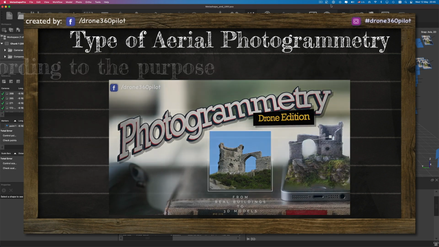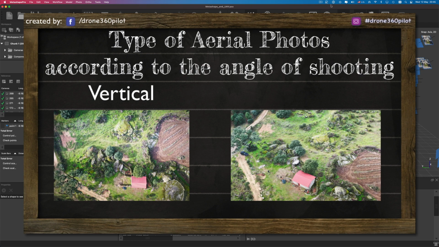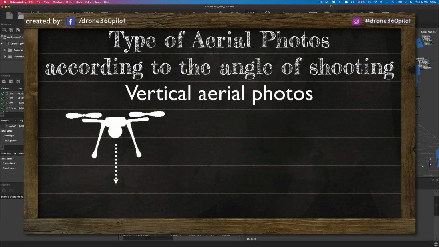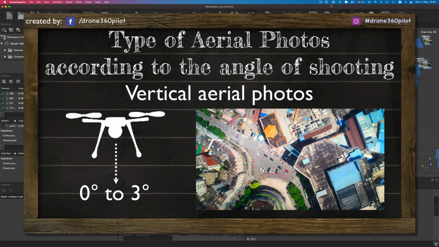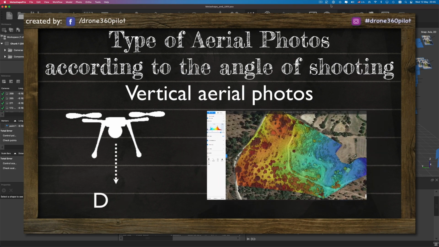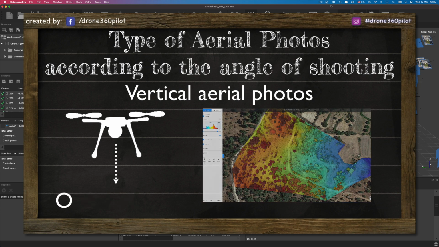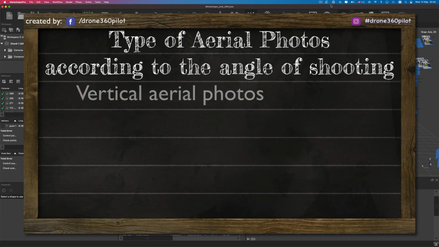So let's classify images to fit them into either a vertical or an oblique group. Vertical aerial photos: the type of photos where the center line of the camera or lens is perpendicular to the ground. In other words, vertical aerial photographs are photographs that have been taken directly above the target with an angle from 0 to 3 degrees. As a result, vertical photographs can be taken from a greater altitude than oblique images. Vertical aerial shots are mainly used in the process of generating a digital elevation model or DEM and for orthomosaic projects.